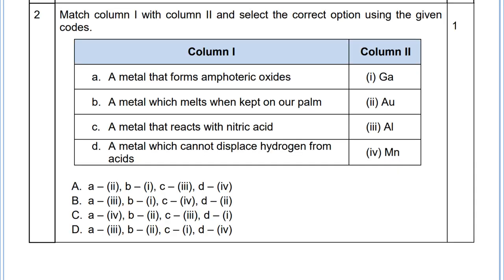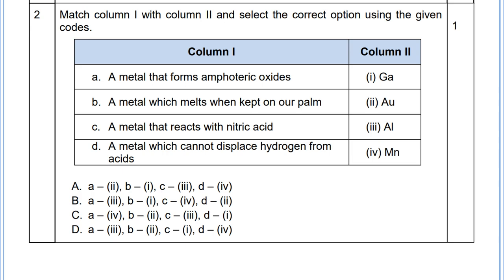Question 2. Match column 1 with column 2 and select the correct option using the given codes. Column 1. A. A metal that forms amphoteric oxides. Column 2. 1 gallium. B. A metal which melts when kept on our palm. 2 gold. C. A metal that reacts with nitric acid. 3 aluminium. D. A metal which cannot displace hydrogen from acids. 4 manganese.